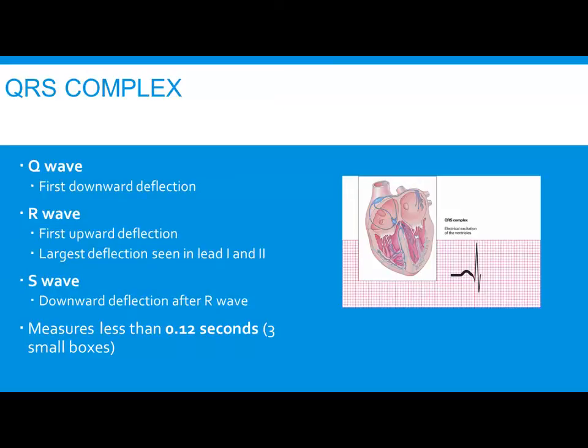So normal parameter for the PRI is what? 0.12 to 0.2 seconds. Normal parameters for QRS is anything less than 0.12 seconds. Okay?